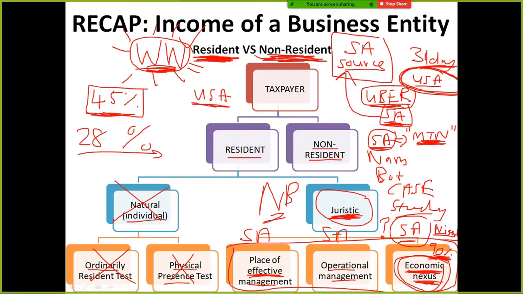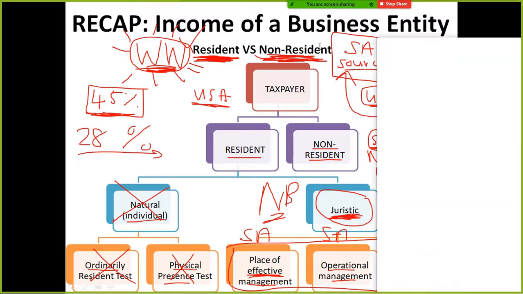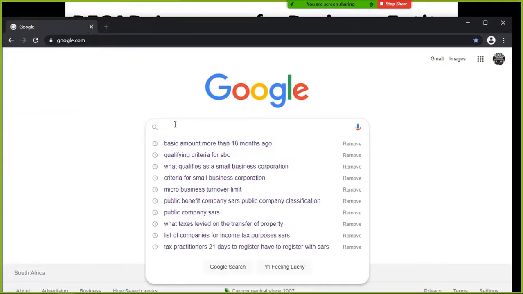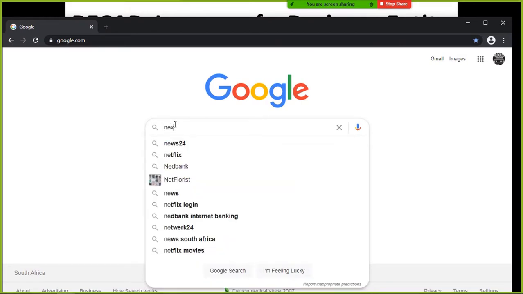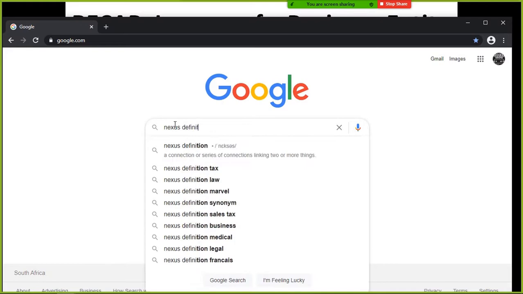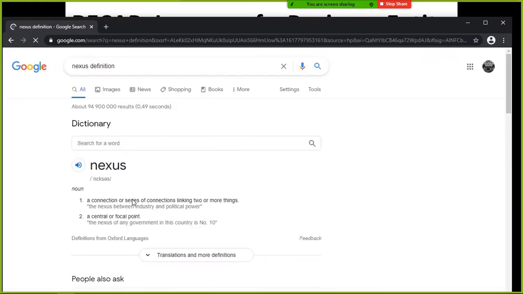A nexus actually comes from a Latin term. I forget what the term actually is. Do I have my Google? Yeah, I have it open here on the other screen. Let me just get to Google and search for nexus here, just so you can see the definition. It's like the main point, nexus. Okay, central or focal point. So where is your economic focal point, your economic central location? The nexus would be where do you derive most of your income, your profit, all of that. Does that make sense? Yes.